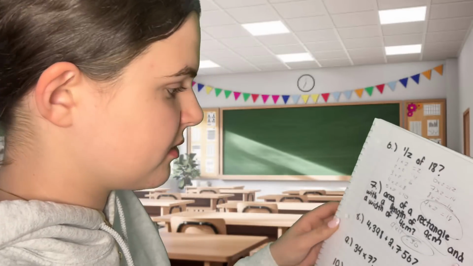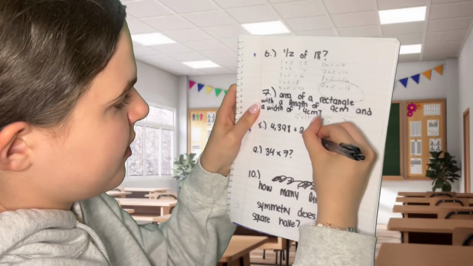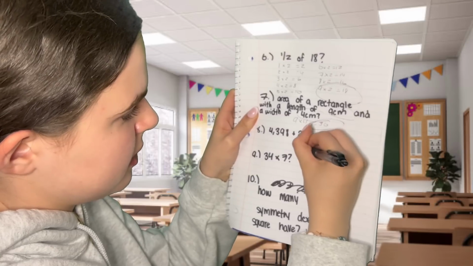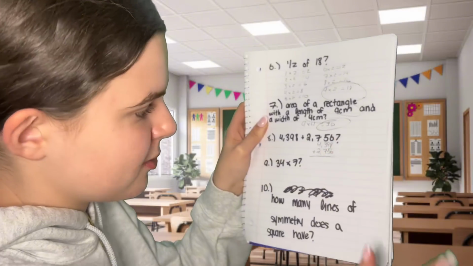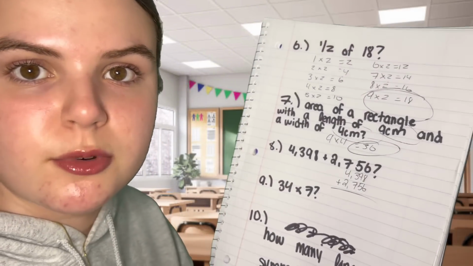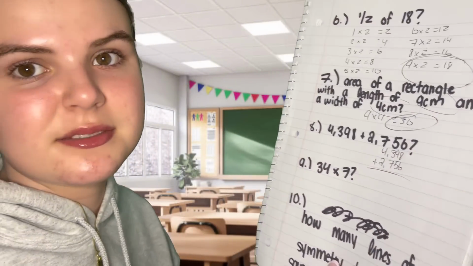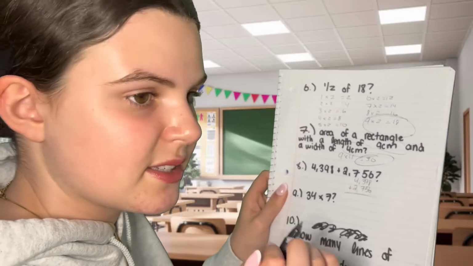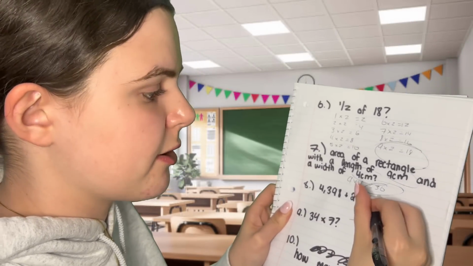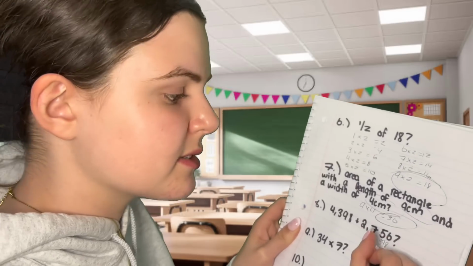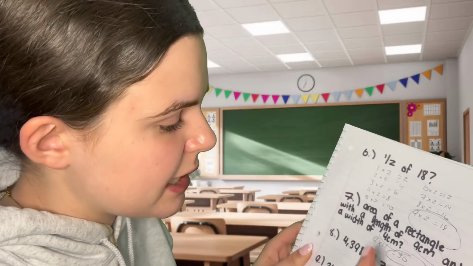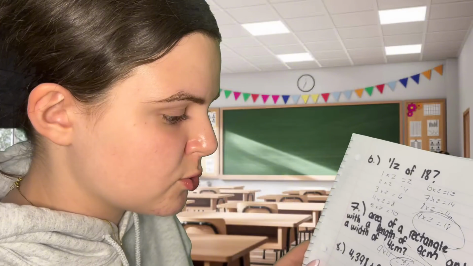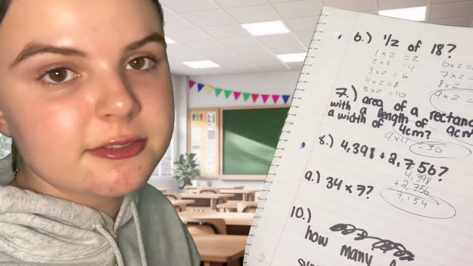So we have some addition. So we have 4,398 plus 2,756. So it's just like we did before, just with some different numbers, okay? Don't be nervous. So what's 8 plus 6? 14. We carry the 1. 9 plus 6? 15. Carry the 1. 7 plus 4? 11. Carry the 1. 2 plus 5 is 7. So we get 7,154 as our answer.